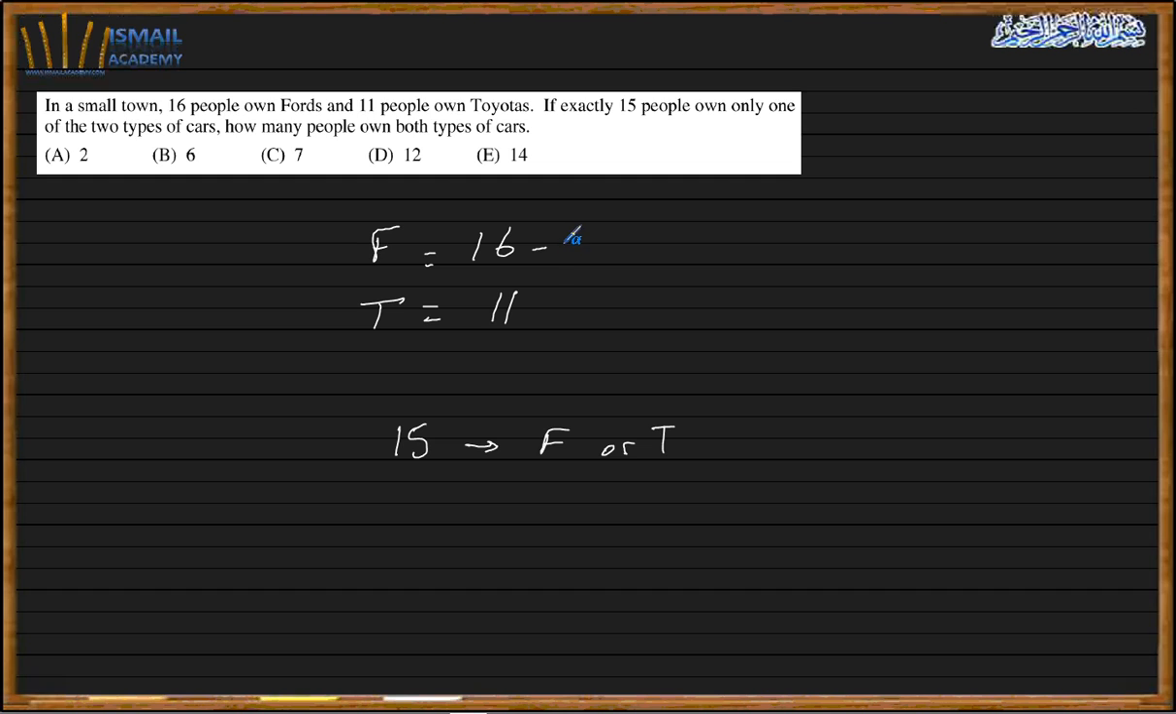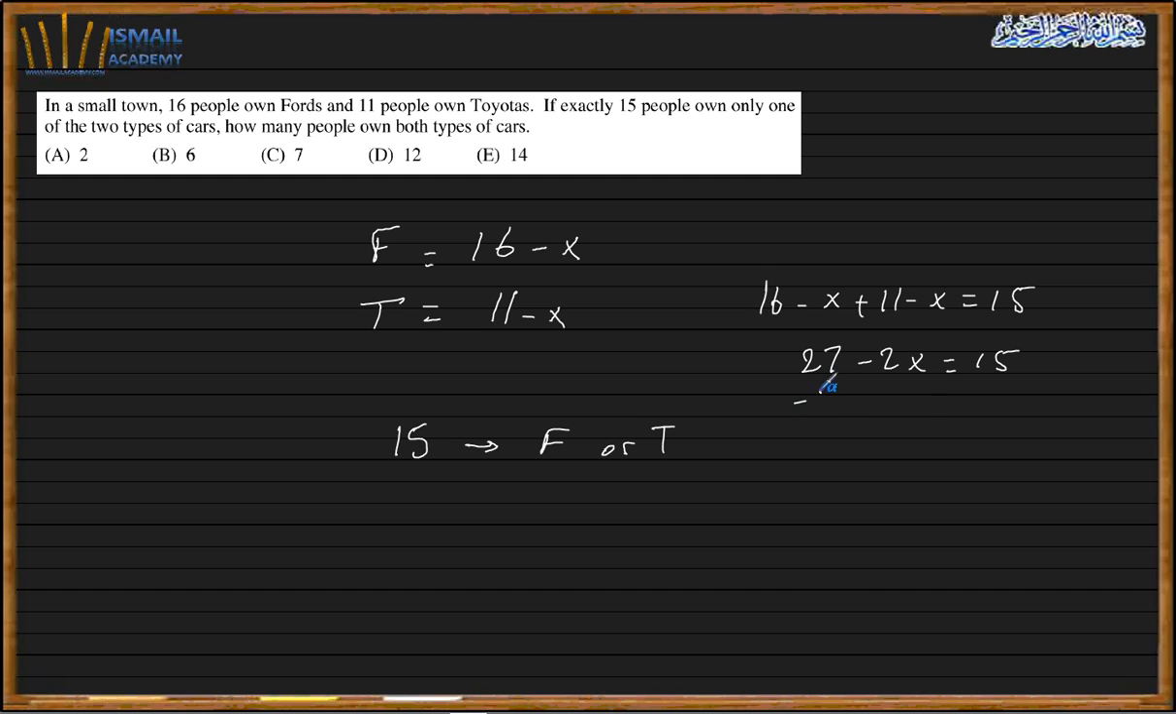That means I'm going to subtract x from both sides. So in that case, I will have only the people who own only Ford, and here the people who own only Toyota, because x is the number of people who own both of them. So now, if I subtract x, that means those who own only Ford and those who own only Toyota. If I add those two, it will give me 15. Why? Because we have exactly 15 people who own only one car. So I will have 16 minus x plus 11 minus x will be 15, which means 27 minus 2x equals 15.